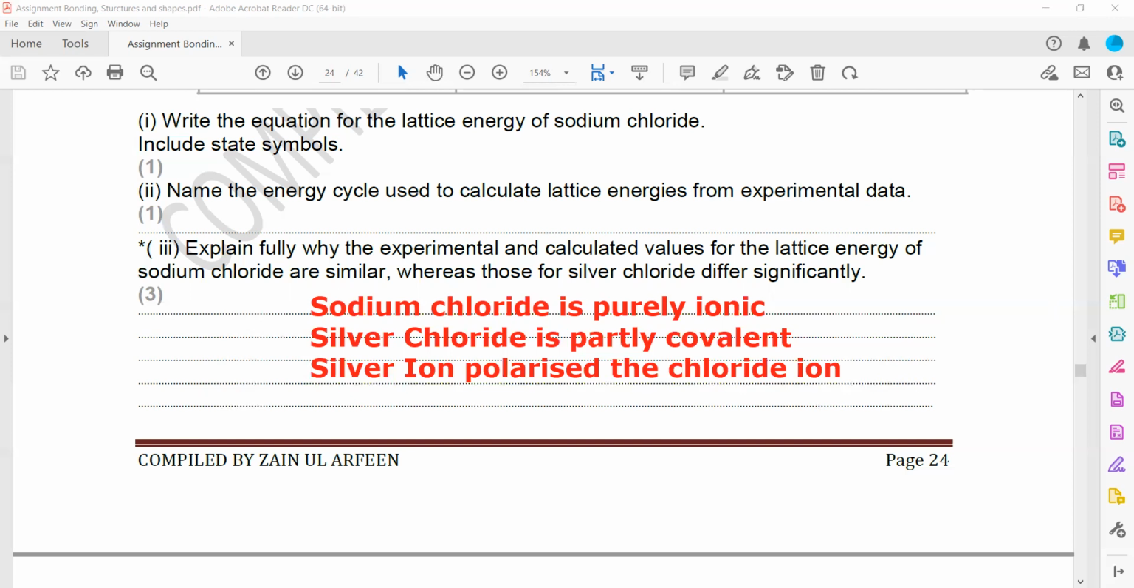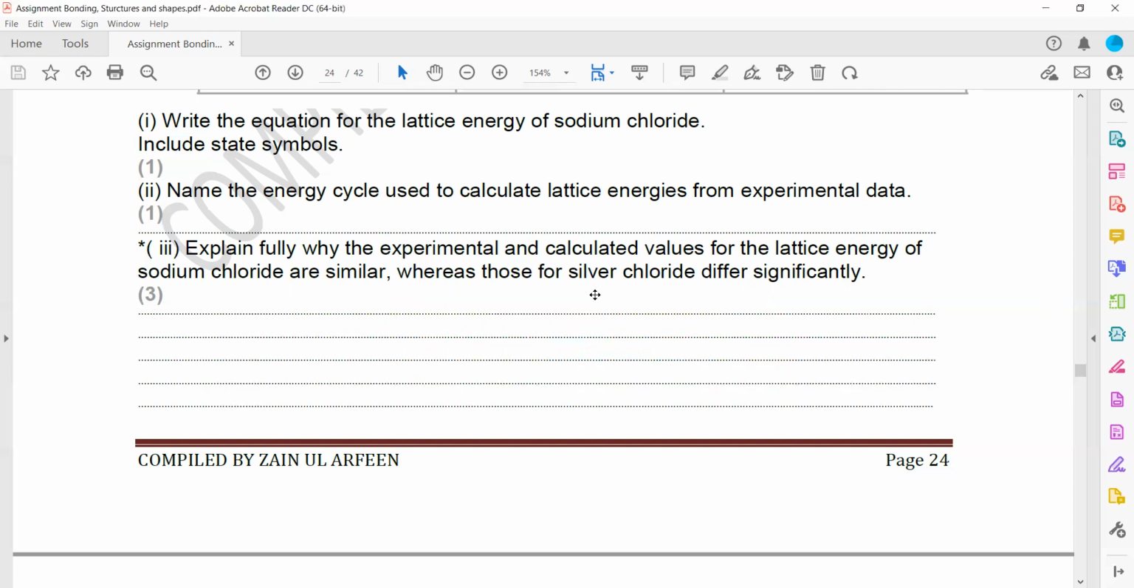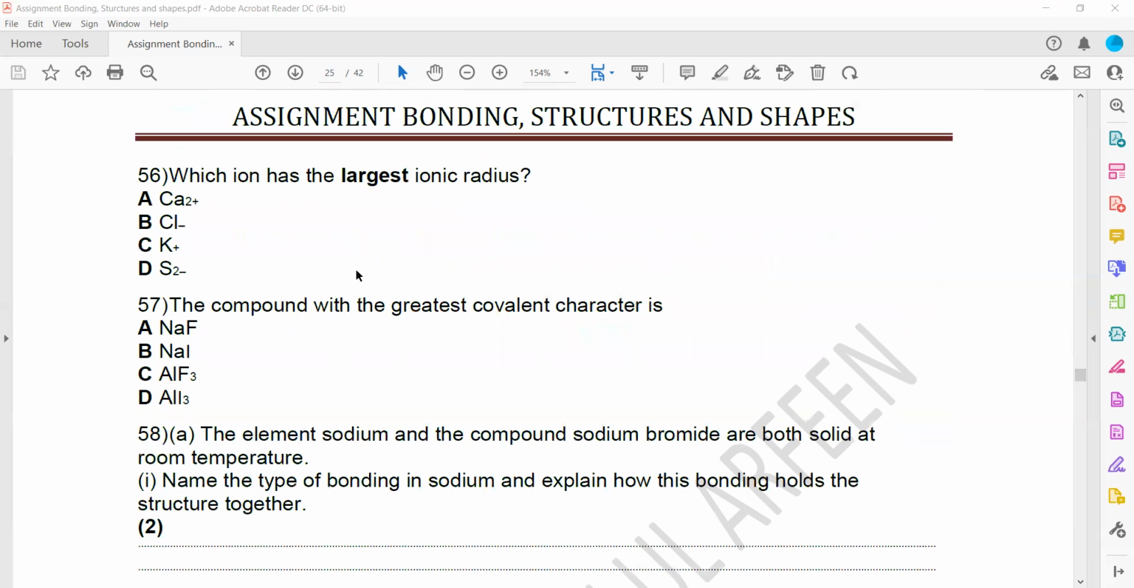Or you can also mention that in sodium chloride there's a large difference in electronegativity, but in silver chloride there's a small difference. Because of a small difference, more covalent nature. Greater difference, more ionic nature. So it is 3 marks, and these 3 points you have to use.